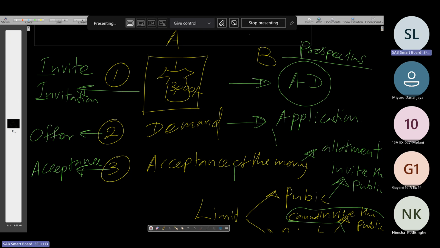Again, any advertisement may be published in a newspaper or a magazine, or it may be a circular or whatever, published by the company inviting the public to purchase shares. So that advertisement or invitation is treated as the prospectus. By this way, the company can raise its share capital. Then our next topic is capital.